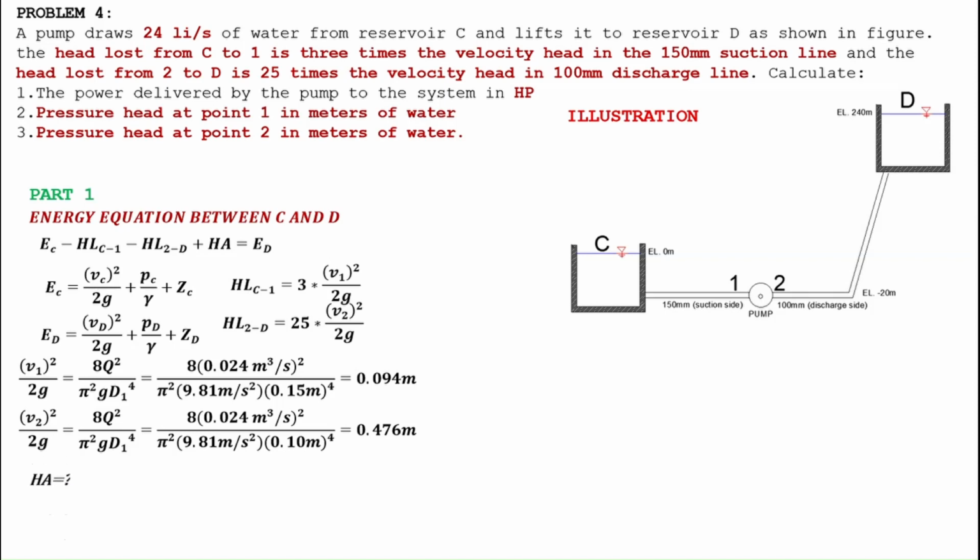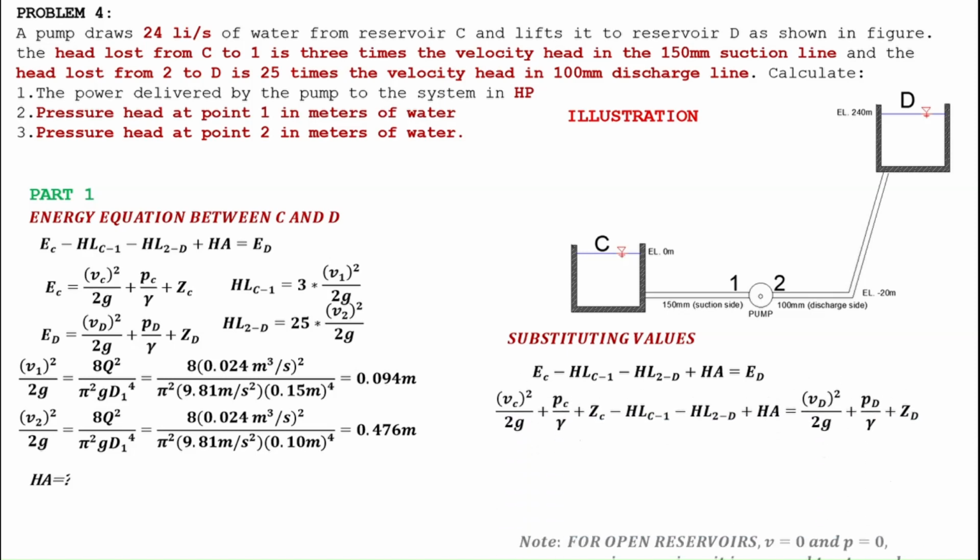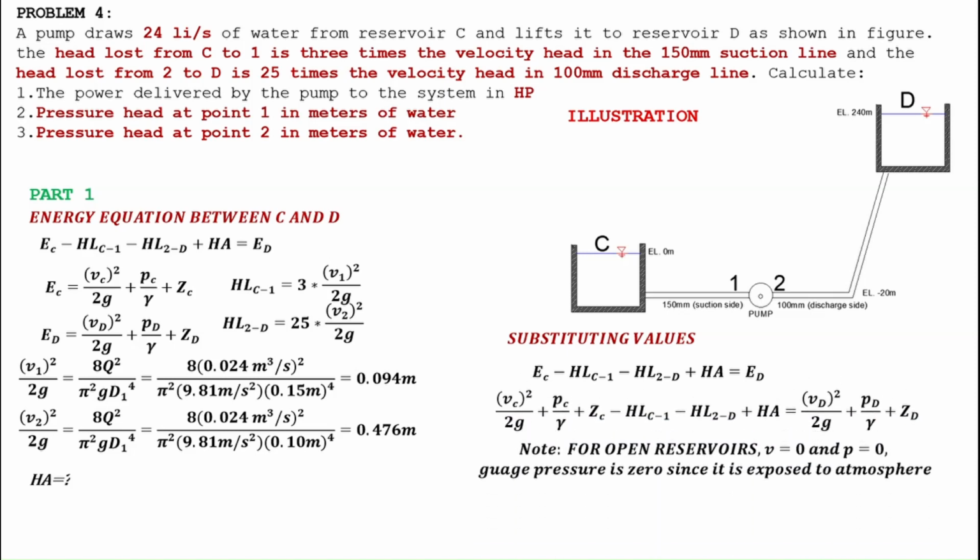From our energy equation, we have to take note that point C and D is at the water surface of the reservoir. And since it is exposed to the atmosphere, the gauge pressure will be equal to 0, therefore, pressure head at C and D will also be equal to 0. Same for its velocity head, the velocity head at point C and D will also be equal to 0. We let this energy equation be our equation 1.